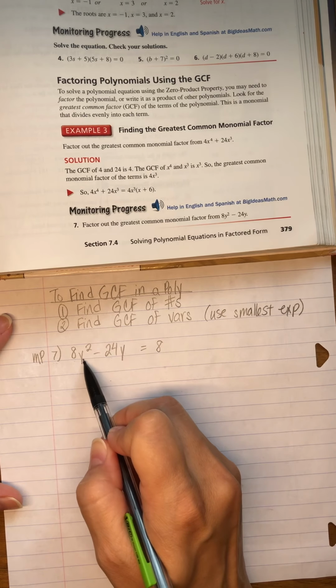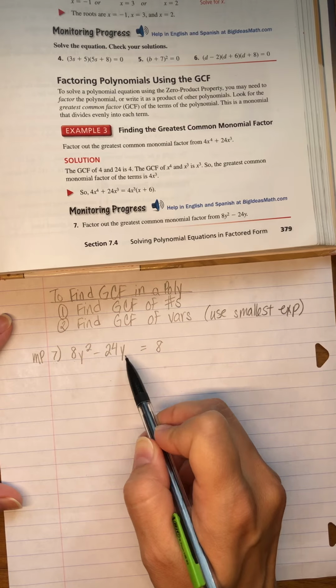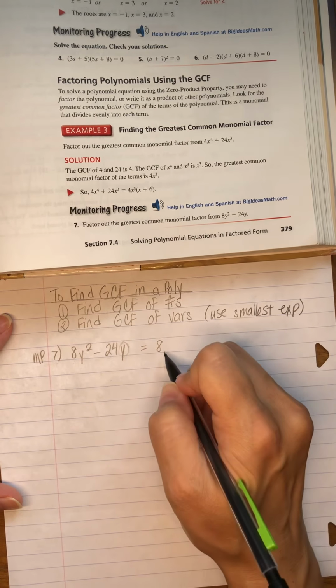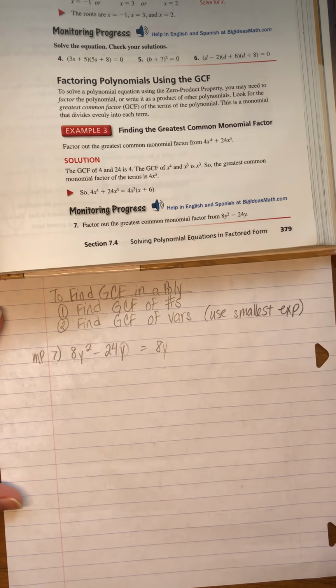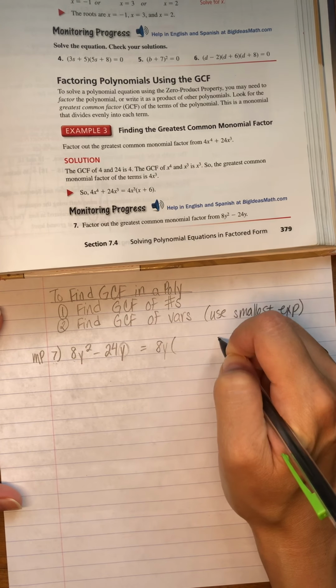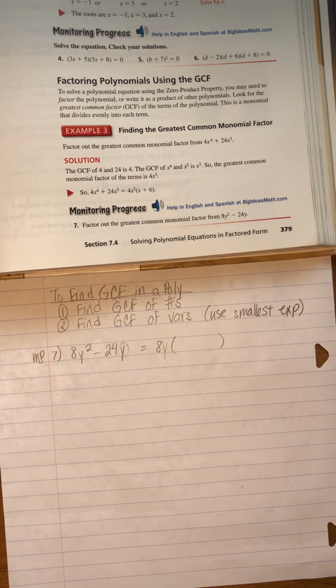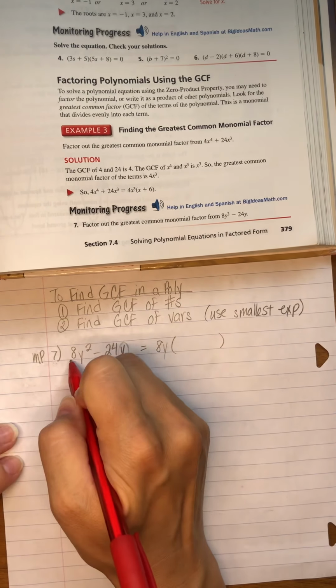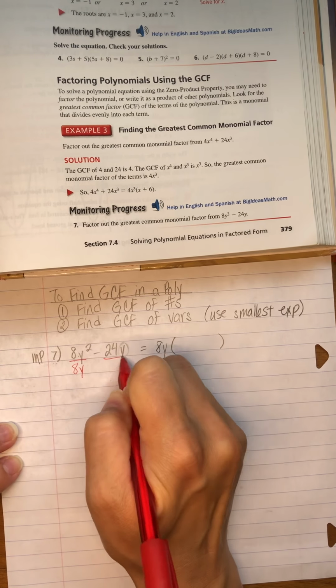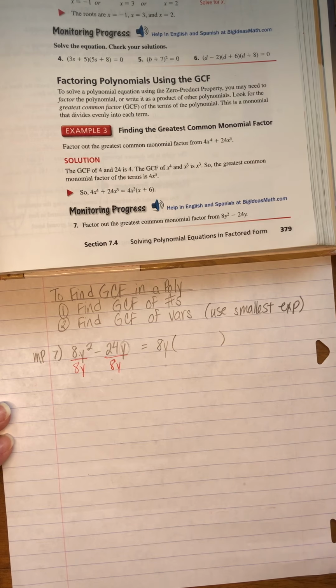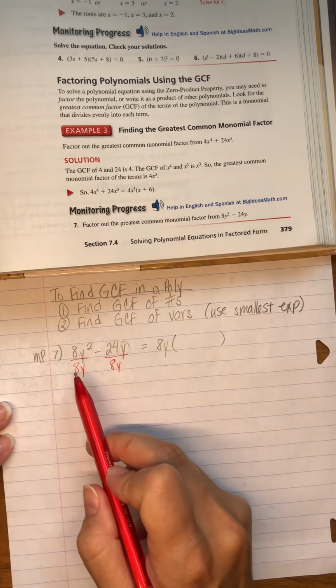Now let's look at the variables. I have y squared and I have y. I'm going to select the smaller exponent, so it would just be y. 8y would be my GCF. Now I'm going to divide 8y out of each expression. Personally, in the beginning, I find it easy to literally show that I'm dividing each expression by 8y, and that helps me to think what would I have left if I take 8y out.